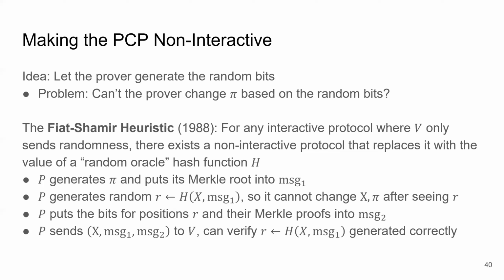Questions about this Fiat-Shamir heuristic? This is the difficult part. I feel like maybe I lost people. I think it looks good to me. You're generating the randomness from the commitment, and then you sort of get locked in. I don't quite see how the 5 back and forth would work.